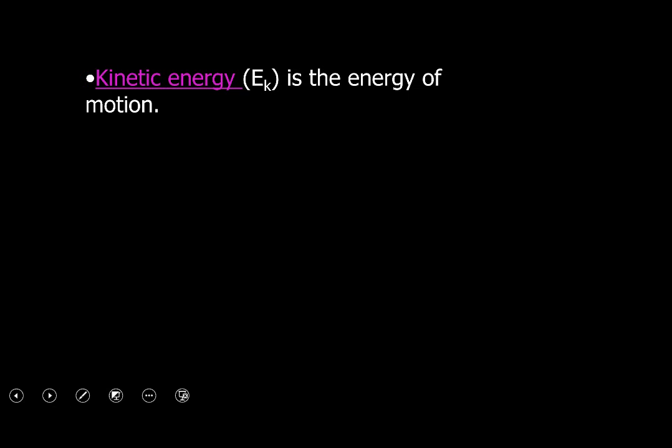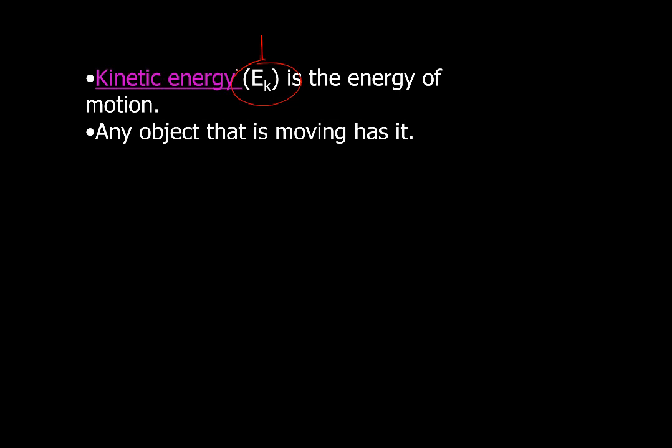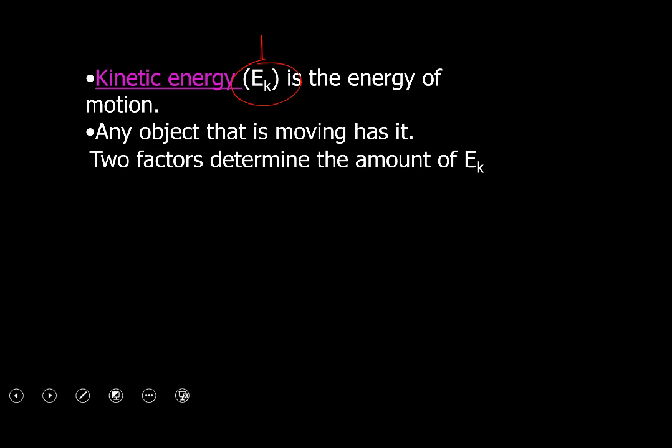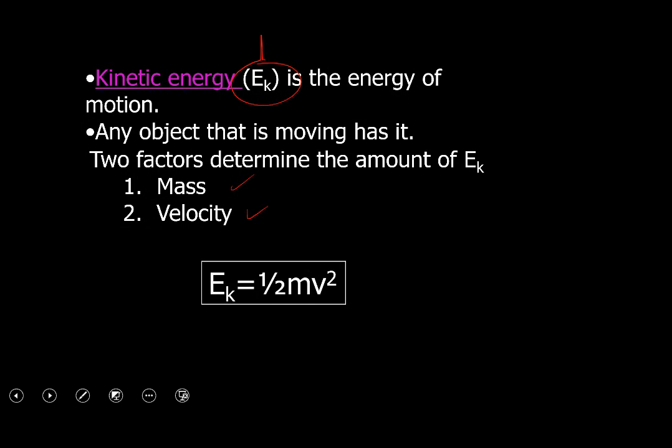And we'll just go from there. So kinetic energy, it's the energy of motion as discussed in the last lesson. Its symbol is E with a subscript K. Anything moving has kinetic energy. And there are two factors that determine how much kinetic energy you have, mass and velocity. The bigger you are and the faster you are, the more kinetic energy you have. It's wrapped up into this formula, EK equals 1/2 mv squared.